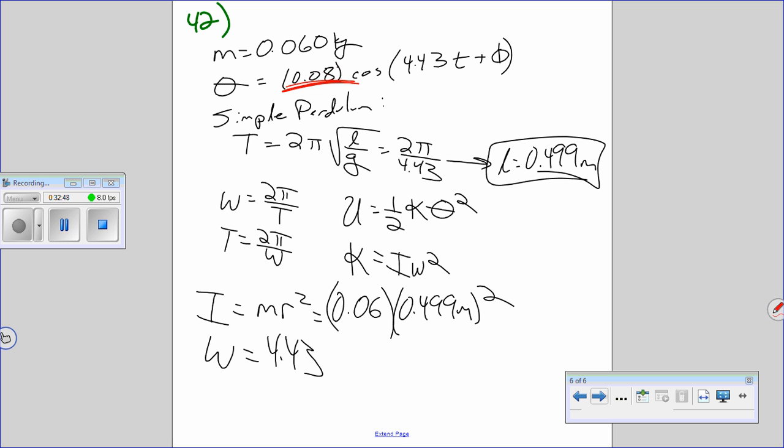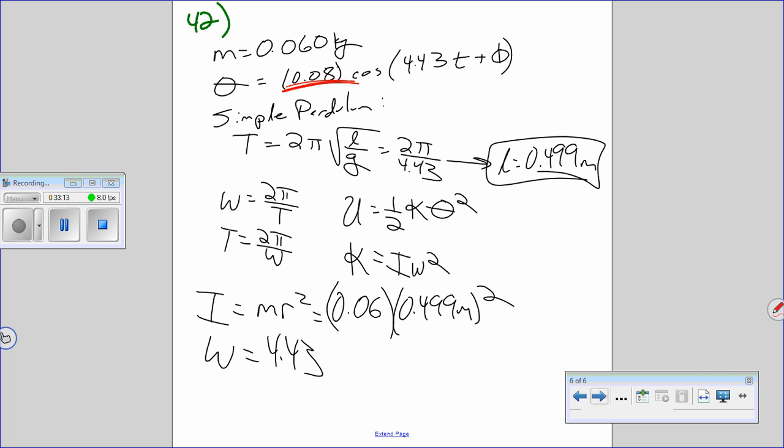Follow? All right, the other way you could do this is take the derivative of this expression to find omega, and then find your maximum kinetic energy, doing 1/2 I omega squared, and then just know that your maximum kinetic and your maximum potential are equal.